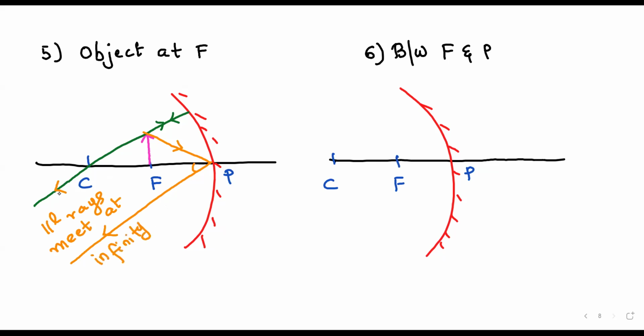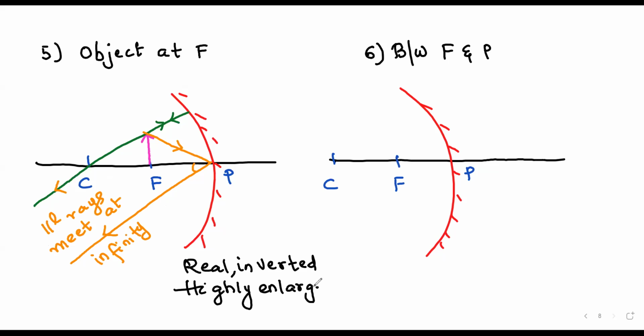So what type of image is it? Real image. Real images are inverted. And since it is meeting at infinity, it will be highly enlarged. Highly enlarged. And where is it formed, children? It's formed at infinity.